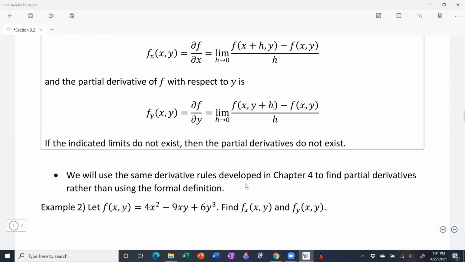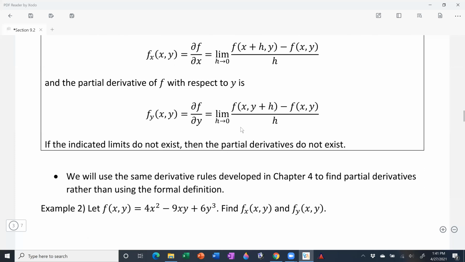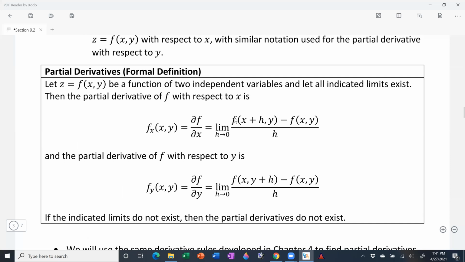Okay? So like I said, we're not going to use these limit definitions for our partial derivatives. We're going to use the same derivative rules that we developed in chapter 4 to find partial derivatives rather than using that formal definition. But I wanted to show you that formal definition, and hopefully that makes sense.